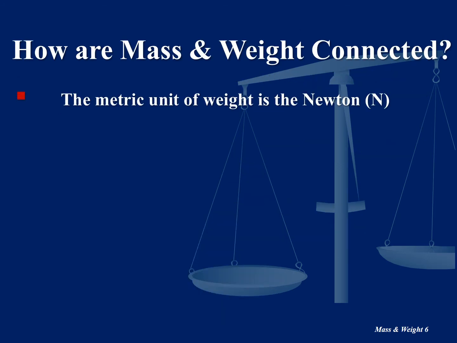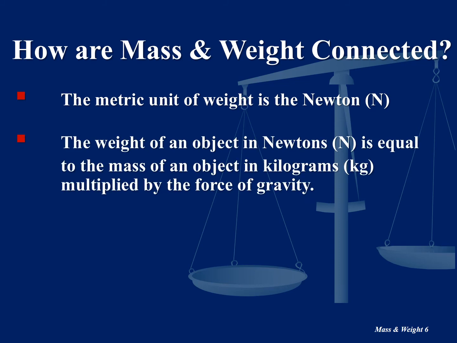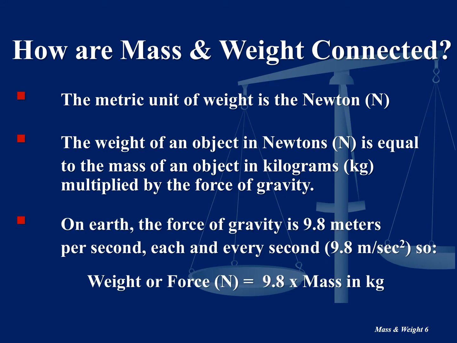Now, let us examine the connection between mass and weight. The metric unit of weight is the Newton, which is designated by the letter N. The weight of an object in newtons is equal to the mass of an object in kilograms, multiplied by the force of gravity. On the Earth, the force of gravity is 9.8 meters per second, each and every second, or 9.8 meters per second squared. Thus, the equation is weight in newtons equals 9.8 times the mass in kilograms. This is the connection between mass and weight here on Earth.